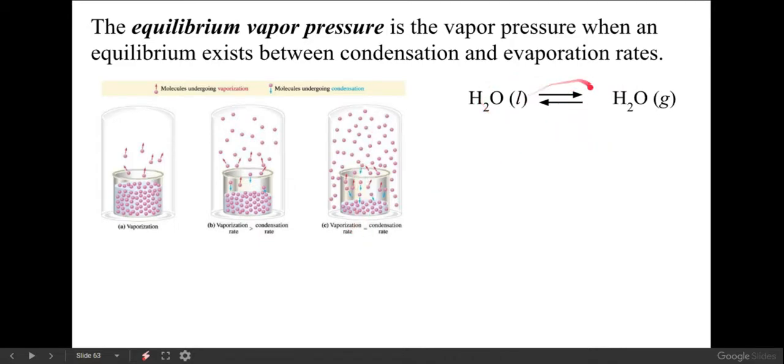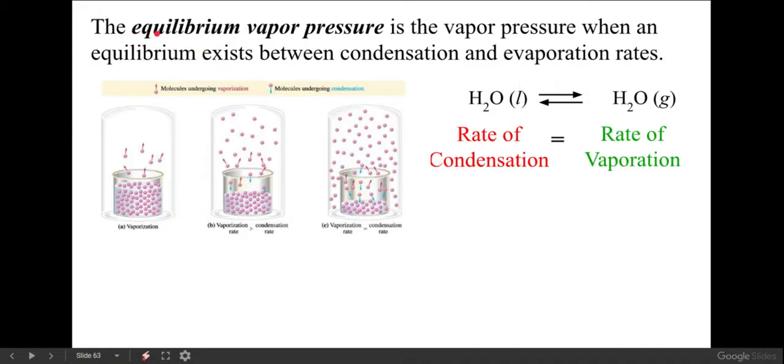And that's why we have these double arrows here. It's showing that this is a reversible process. So you can boil water, and then water vapor steam can condense. So when these two rates are equal, we call that an equilibrium. So the rates are equal. Now it doesn't mean the rates are zero.